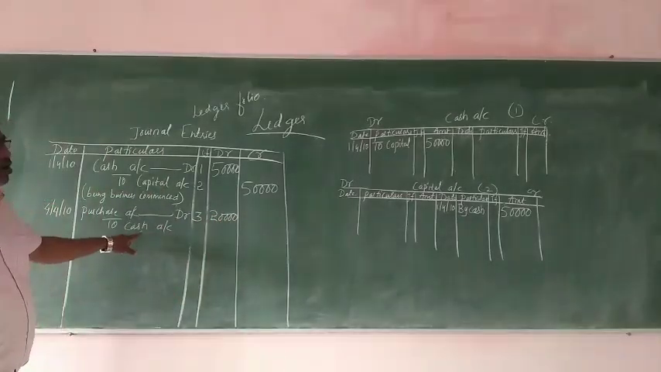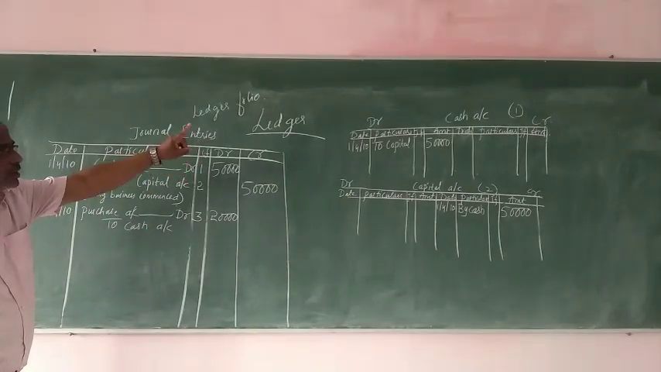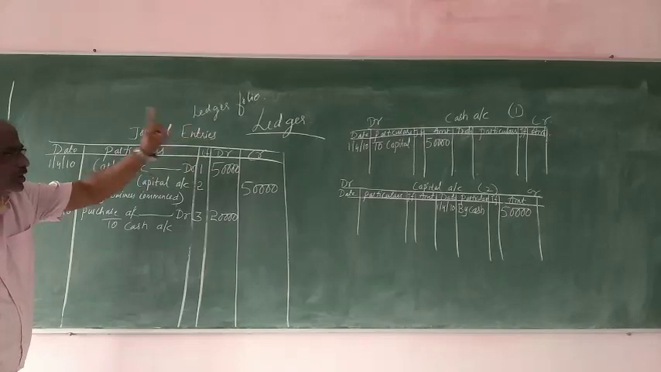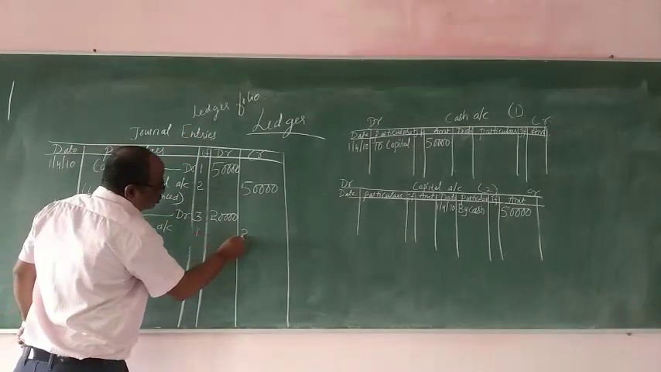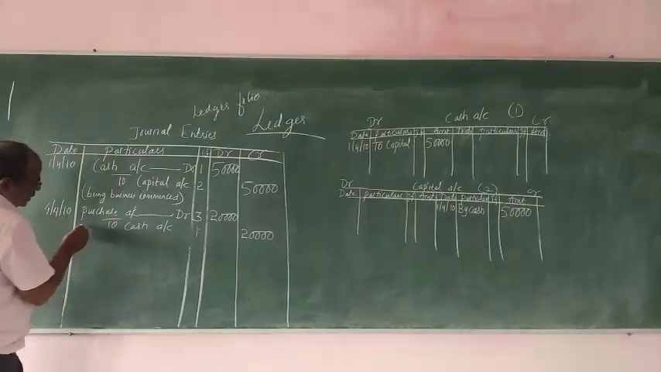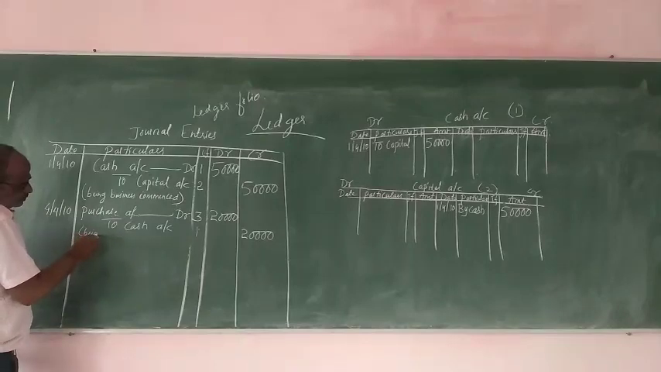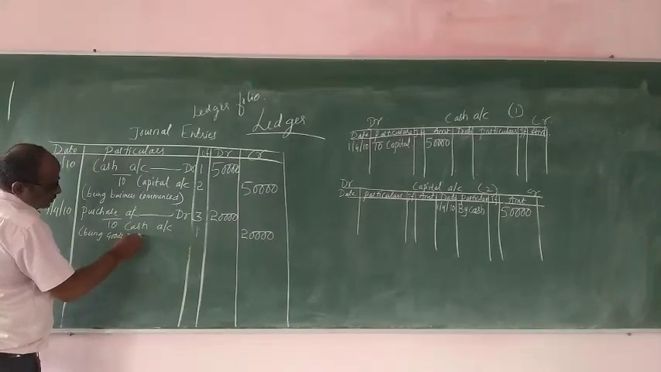Is the cash account existing or not? Yes, it is existing. Page number 1 is allocated to what? Cash. So, page number 1. 20,000. Being goods purchased.